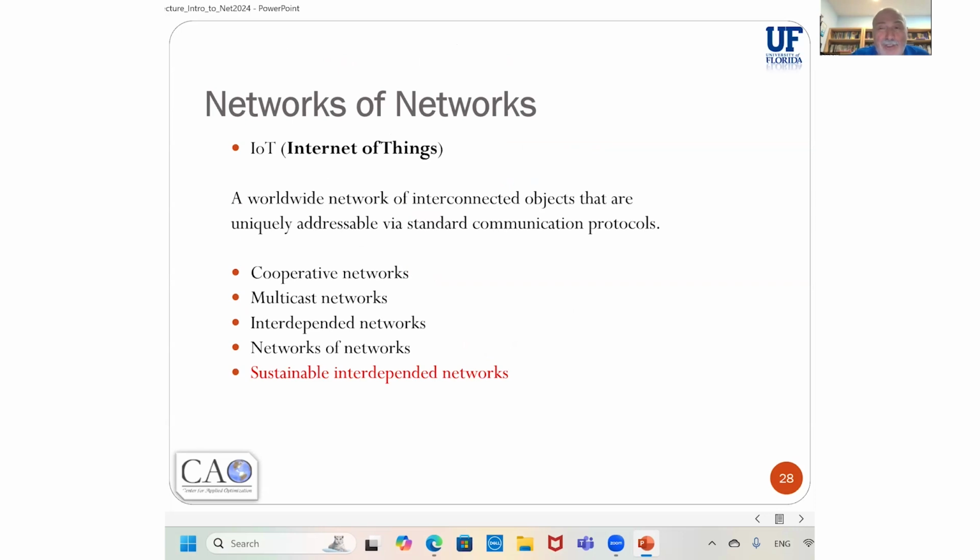In the school, in the university, we teach the students one network, how to analyze a specific network, okay? But now we have networks of networks, okay? And the first of them, there is the Internet of Things, a worldwide network of interconnected objects that are uniquely addressed via standard communication protocols. In the internet, we have many things together. We have pages, they have text, they have video, they have voice, they have everything, okay?